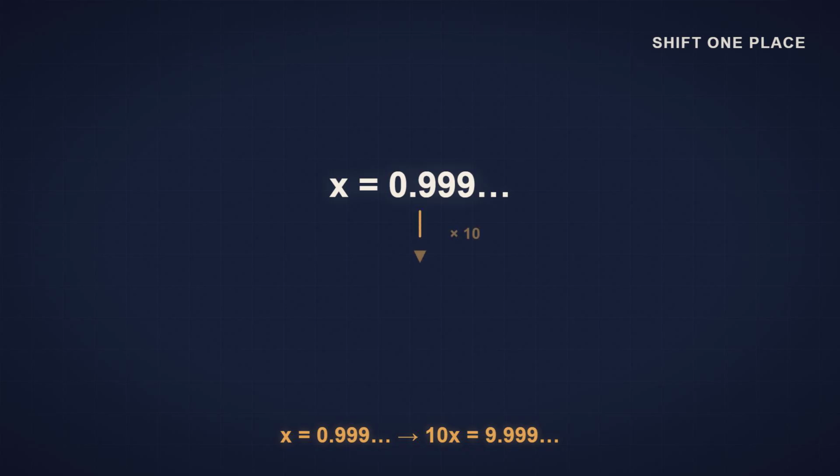Notice what happened. The infinite tail after the decimal point is exactly the same tail we started with. That is the special power of a repeating decimal. Shifting it does not create a new pattern. It exposes one whole 9 in front, while leaving an identical copy of x behind. We have turned an infinite object into two expressions whose infinite parts line up perfectly.